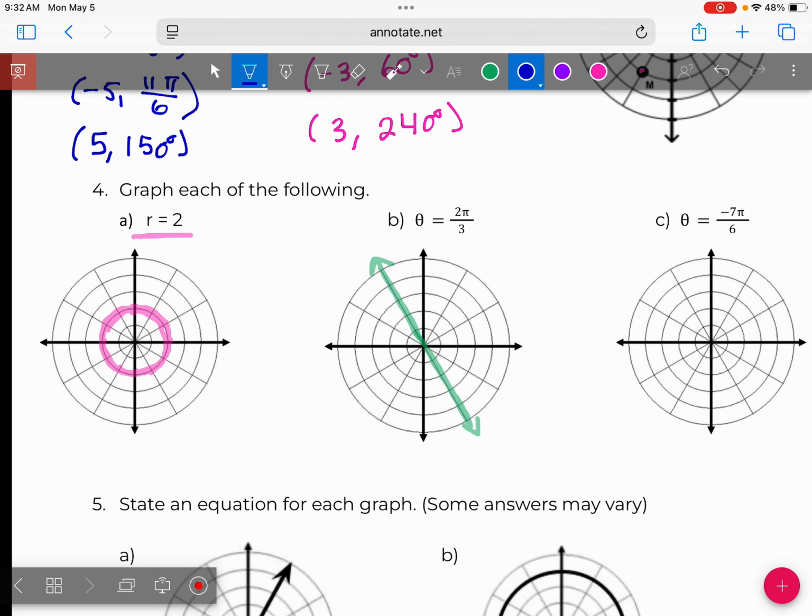Think about it for a second. If we had just a positive 7 pi over 6, here's our pi and then our 7 pi over 6, so this guy here. So if we had a positive 7 pi over 6, it would be this angle. But negative 7 pi over 6 means I'm going to go around this way, and it's going to be this guy. So this is our starting point of what we typically think of as negative 7 pi over 6. But again, I can have those positive radiuses or the negative radiuses. So it's this whole line like this.